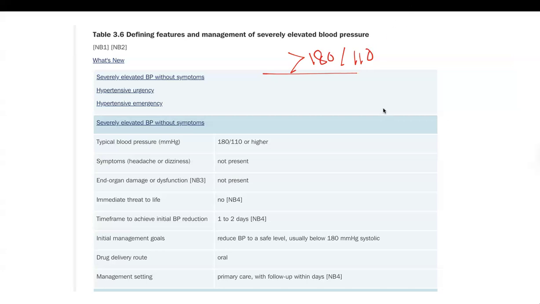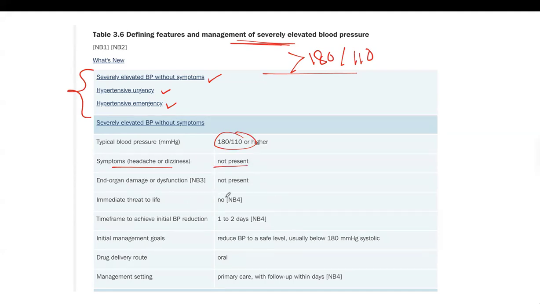Okay, now we move on to the main thing that I've seen is important: how to manage a severely elevated blood pressure patient. When we get a severely elevated blood pressure patient, we look at these three things. Is it just elevated BP without any symptoms? Is it hypertensive urgency? Or is it hypertensive emergency? Severely elevated BP without any symptoms, and symptoms mean headache, dizziness, chest pain, shortness of breath. This patient doesn't have any symptoms, just elevated BP.